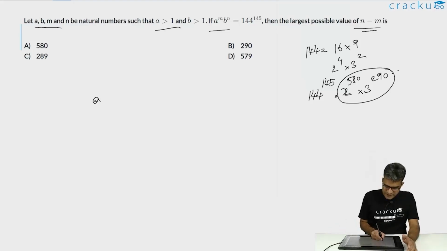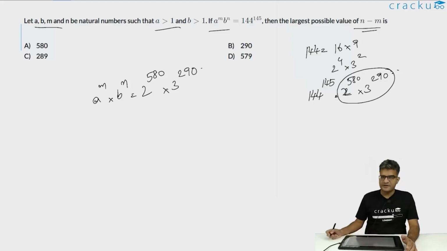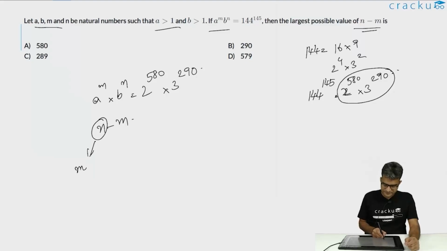So A to the power M into B to the power N is equal to 2 to the power 580 into 3 to the power 290. We are asked to maximize the value of N minus M. So we want the maximum value of N and we want the minimum value of M. What is the maximum value of N? The maximum value of N is 580.